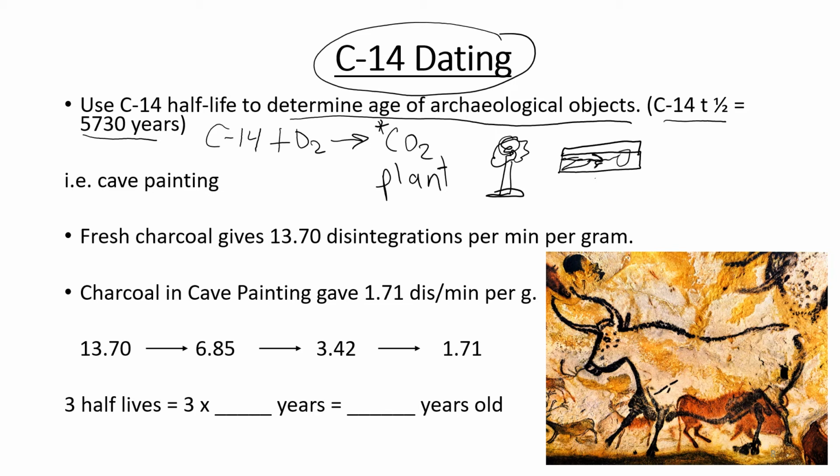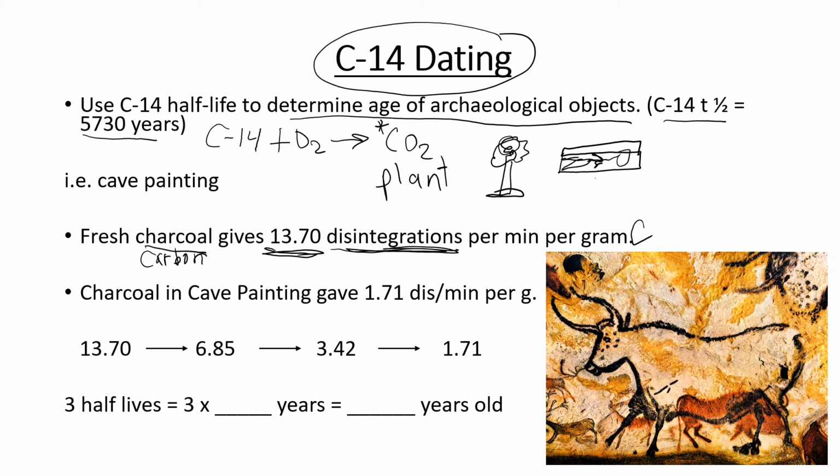Okay, so in this example, using carbon-14 dating, we're actually using fresh charcoal, which is made of pure carbon. And you could measure a piece of fresh carbon in our charcoal today, and it gives off 13.70 disintegrations per minute per gram of carbon. So this is just a unit to measure radiation. Don't worry too much about the units here, but it's just saying for every gram of carbon, if I had an instrument, I would measure this many disintegrations.